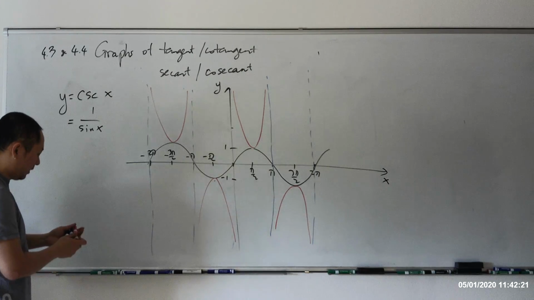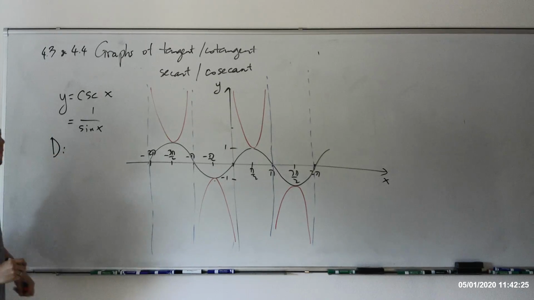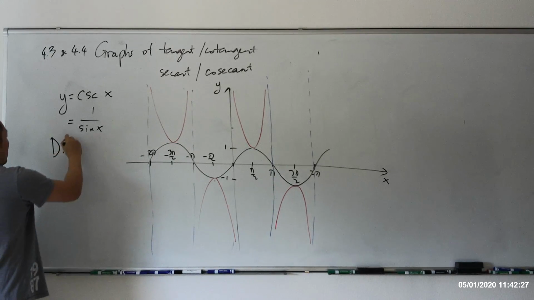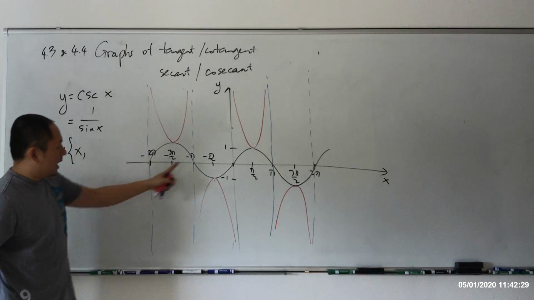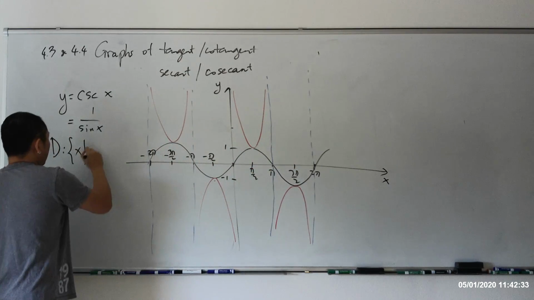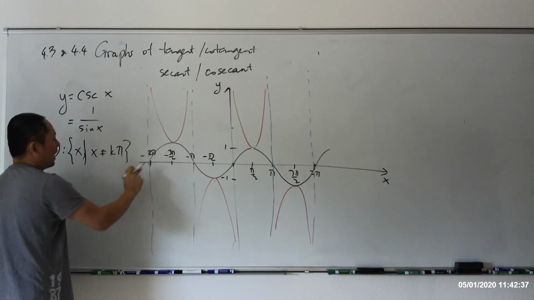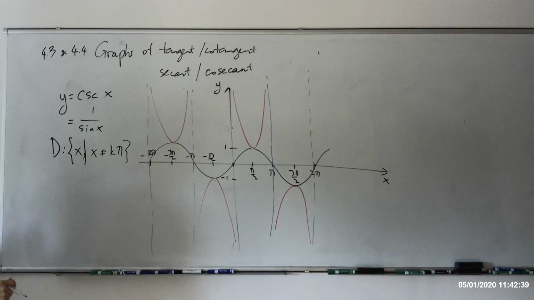So looking at the graph, you can see the domain of the cosecant function is what? All real numbers x. x cannot be equal to 0, pi, 2 pi, so x cannot be equal to k pi. Okay? Because k is an integer: 1, 2, 3, negative, positive. What about the range?